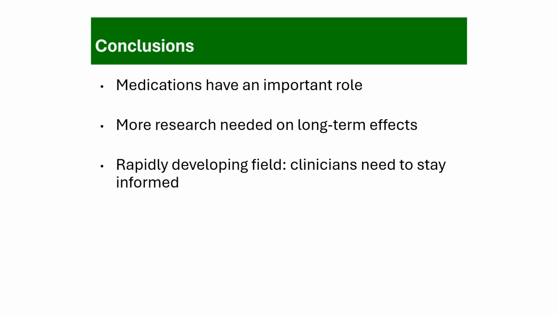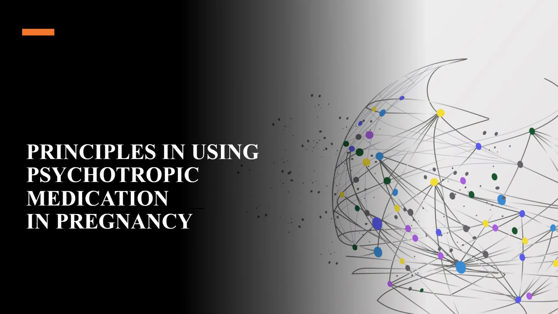So medications are important. They have a role in child psychiatry, but more research is needed for the long-term effects, and clinicians need to stay informed. Every day new research is coming up and we need to know what is going on in child psychiatry.